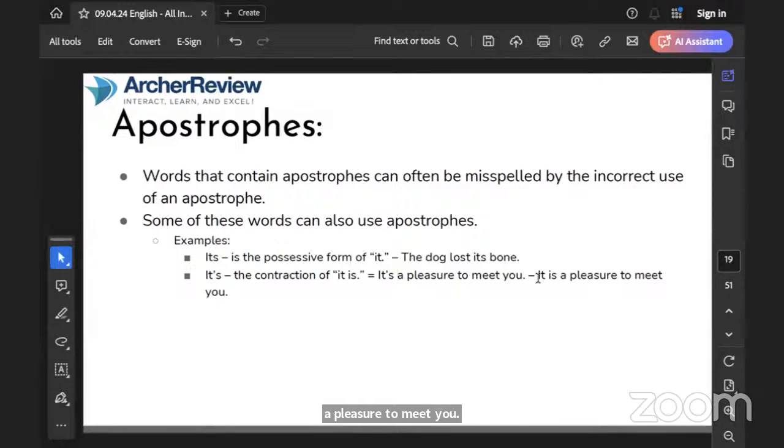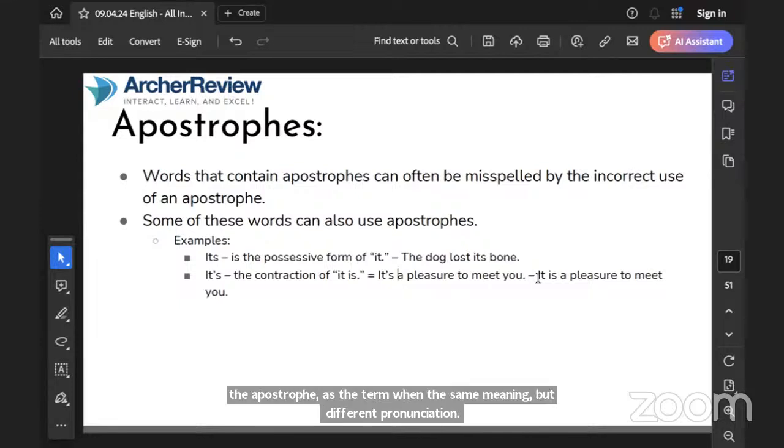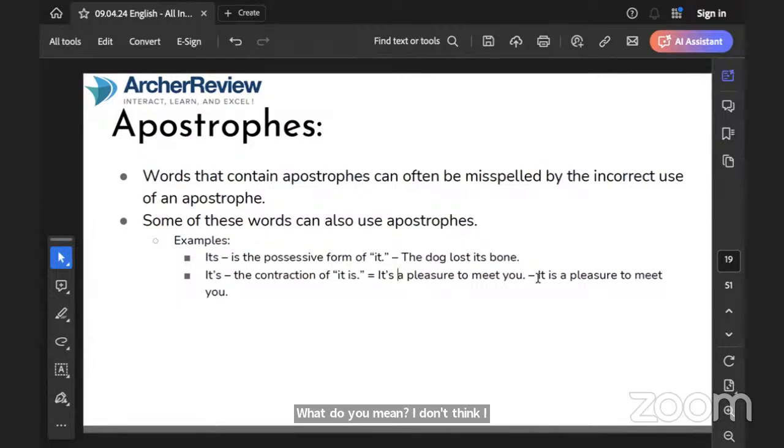What's the term when the same meaning but different pronunciation? What do you mean? I don't think I understand the question. Can you elaborate on that a little bit more?